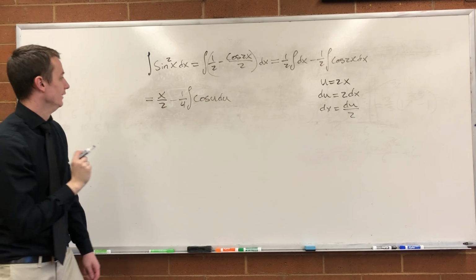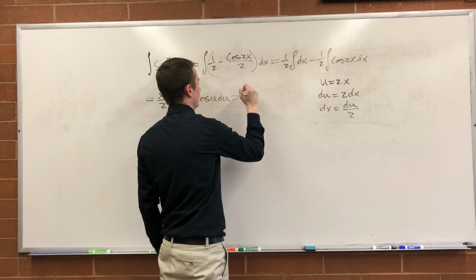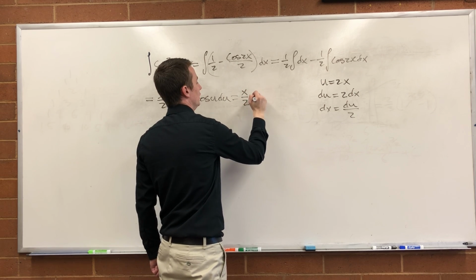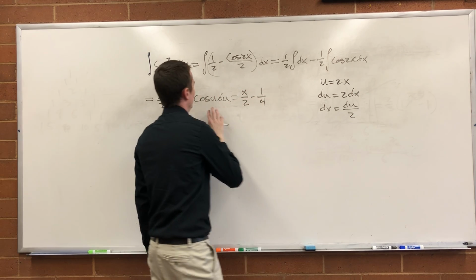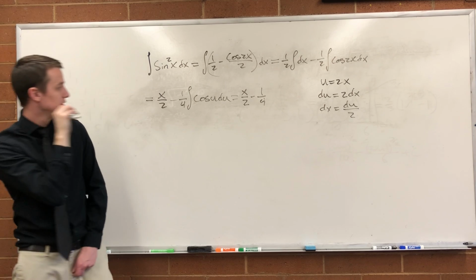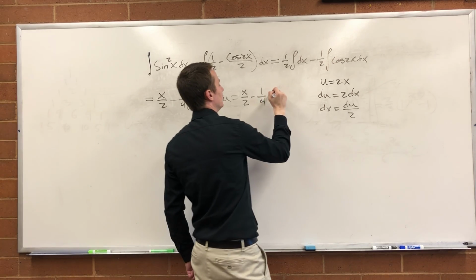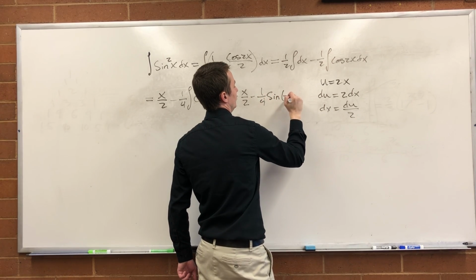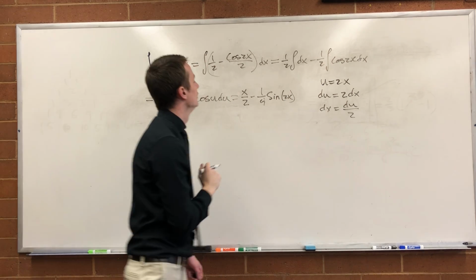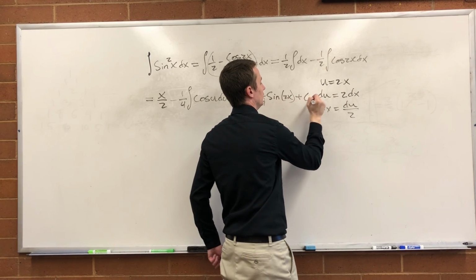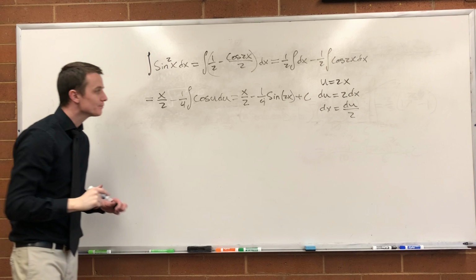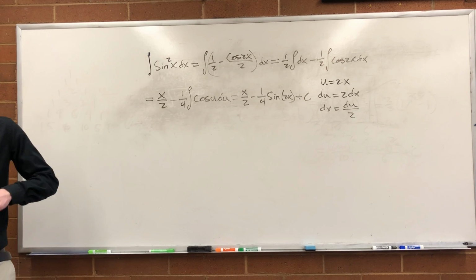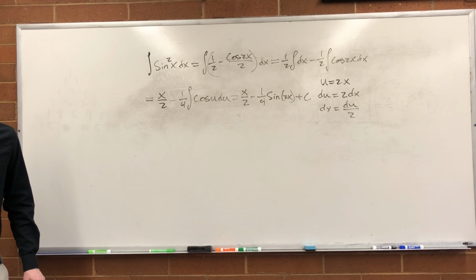And now we can calculate that, so this is all equal to x over 2 minus 1/4. What's the integral of cosine of u? Sine of u plus constant. Anything weird? Any questions? No.